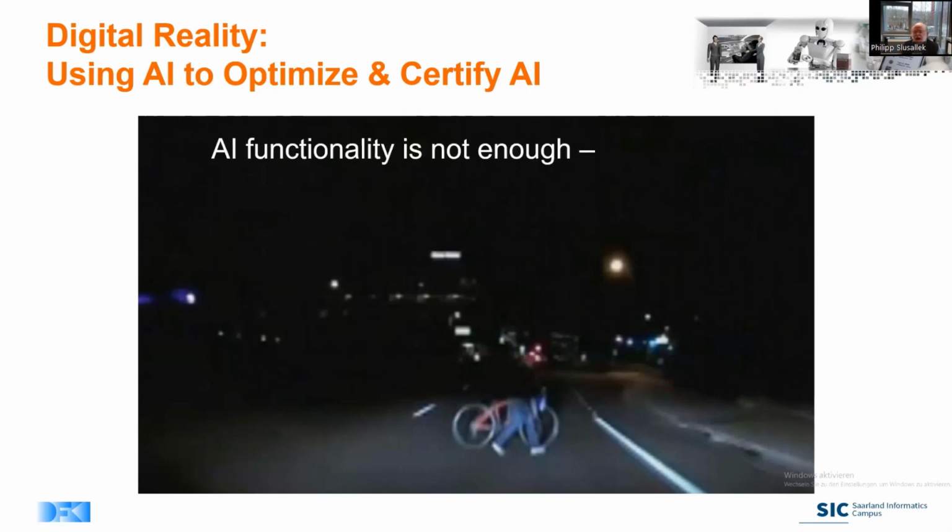So it's not enough to provide the functionality that we can drive. And I would argue autonomous driving, we can do this today, right? We can drive. But we need to also be able to certify these systems and to guarantee that they don't just kill people once in a while. Functionality is not enough, but we need to make sure that they are robust and that they don't just make mistakes in situations where they can't deal with.